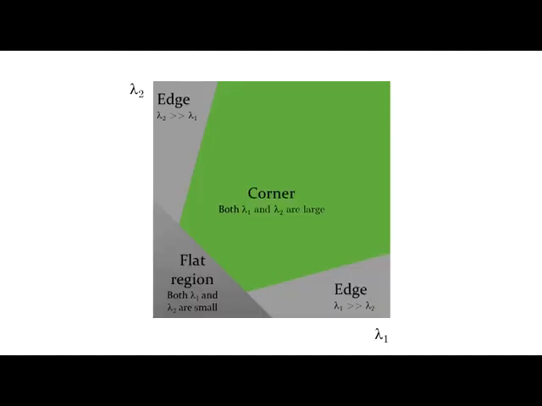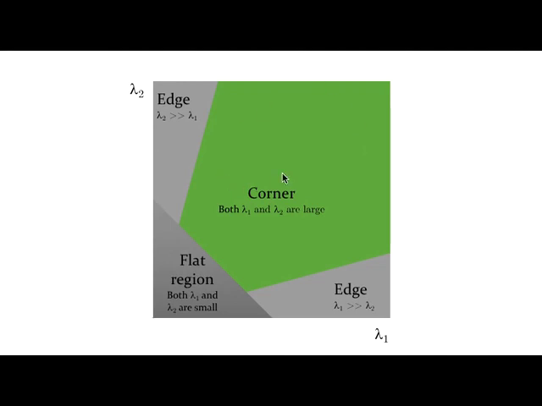All right, so this is what it looks like. You have lambda 1 here and lambda 2 here on that axis. This dark gray region here is the flat region. Both lambda 1 and lambda 2 are below some threshold. If lambda 1 is higher than lambda 2 by some threshold, that's an edge. If lambda 2 is higher than lambda 1 by some threshold, that's also an edge. But if both lambda 1 and lambda 2 are higher than some threshold, that will be a corner. So that's the picture you get.